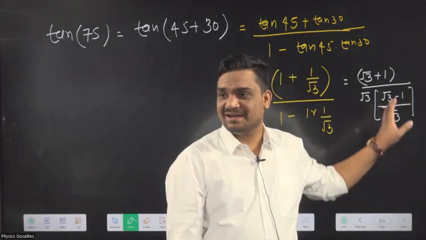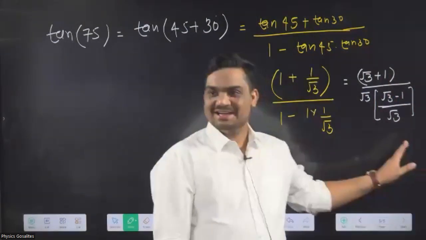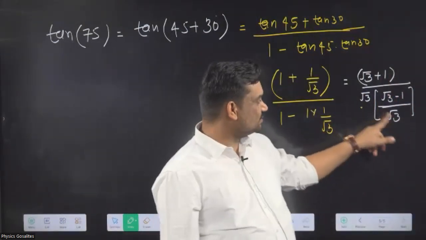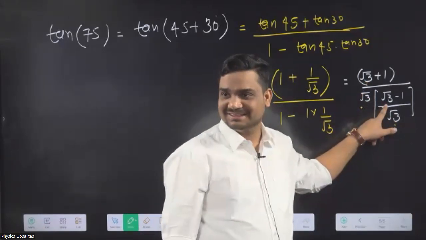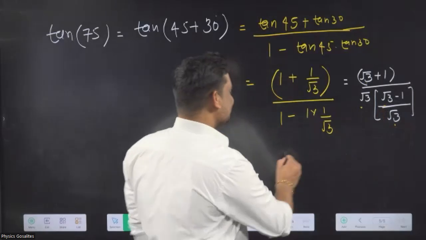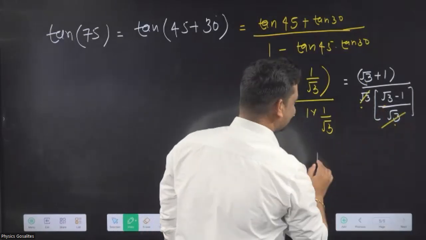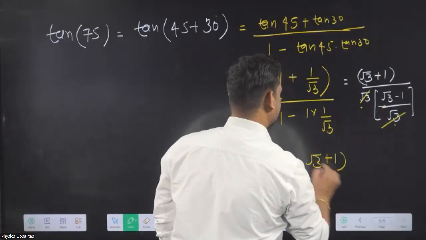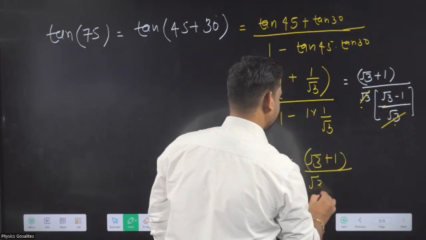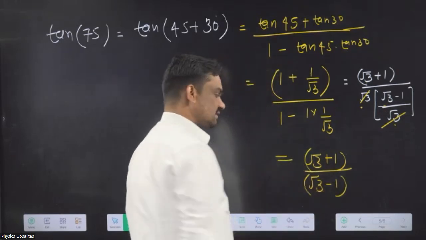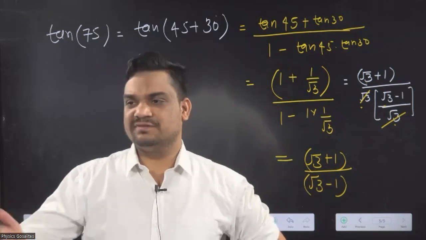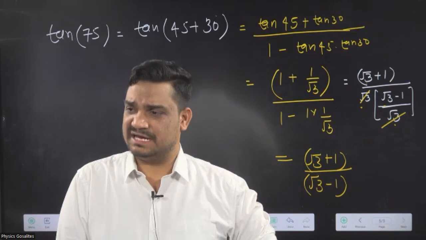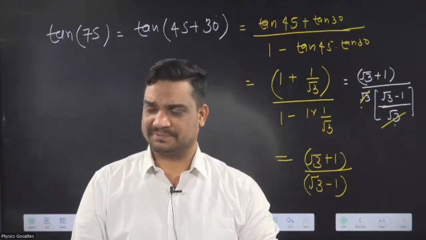Now this is the magic here. Someone will say, sir, you are cancelling this root 3, not this root 3 and this root 3. So we can say, yes, this root 3 cancelled. So root 3 plus 1 divided by root 3 minus 1. Okay. Same answer you will get by the division also. If you divide also, you will get exactly the same answer.